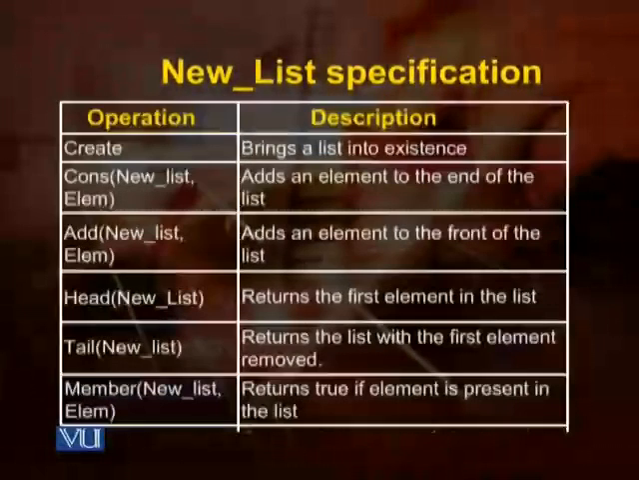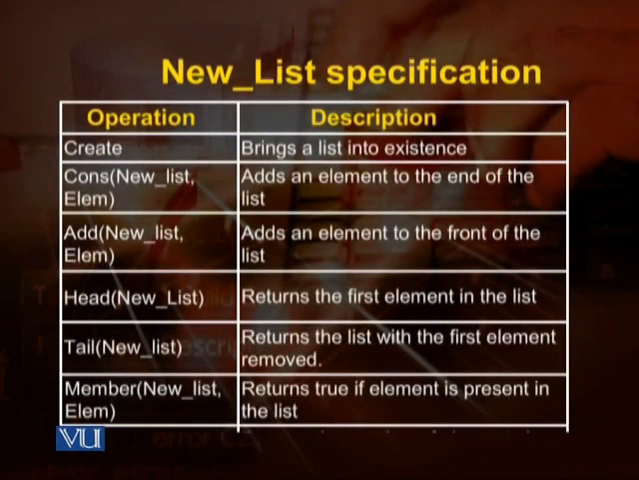The methods that this new list has is the create method. Obviously, which brings a list into existence. We have the cons, new list, comma element, which adds an element to the end of the list. We have the add method, add new list and element. So these are the two parameters. And in this particular case, this adds an element to the front of the list.